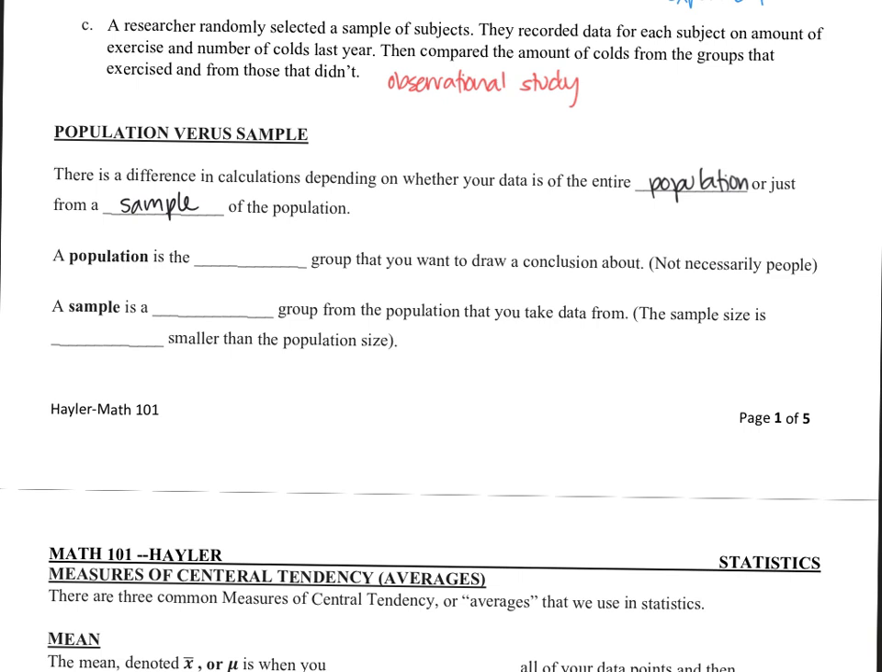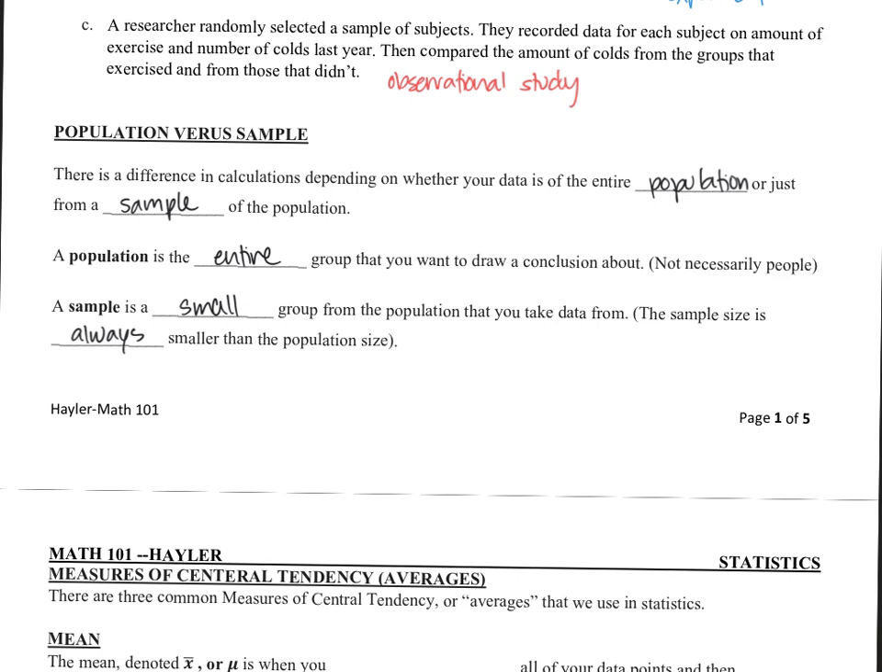So a population is the entire group that you want to draw a conclusion about. Okay, notice it's not necessarily people. And a sample is a small group from the population that you take the data from. And please note the sample size is always smaller than the population.